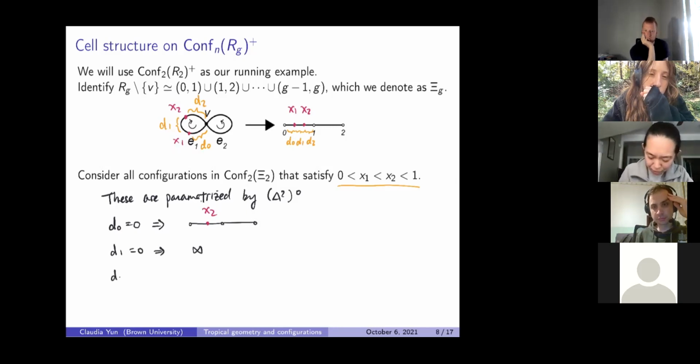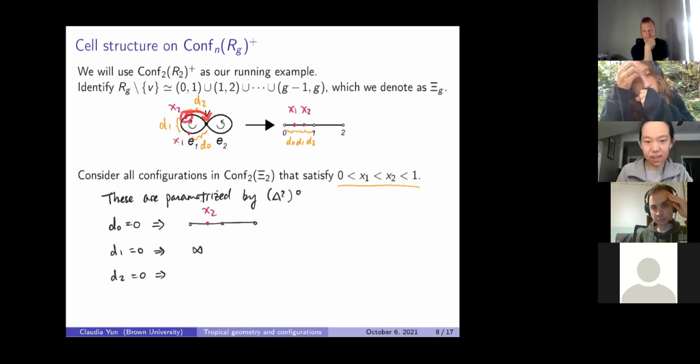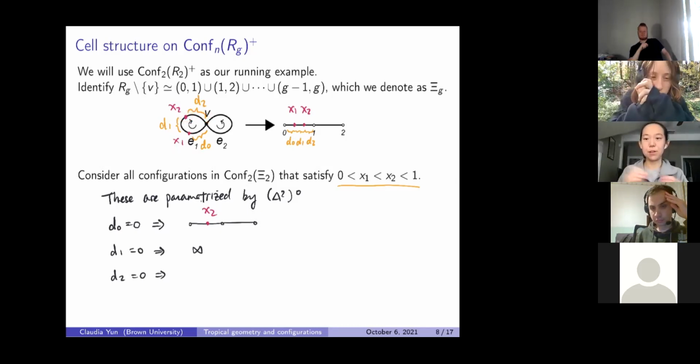And when D2 equals 0, it's similar to when D0 equals 0. We have the point x2 sliding and falling onto the central point. And if we look at the intervals, then it's a configuration of just one point, x1.